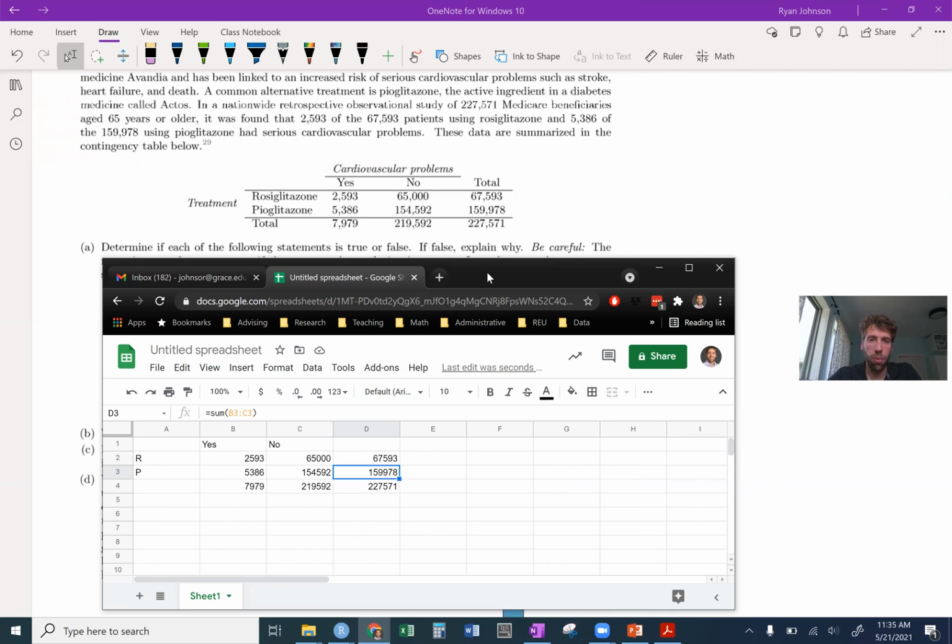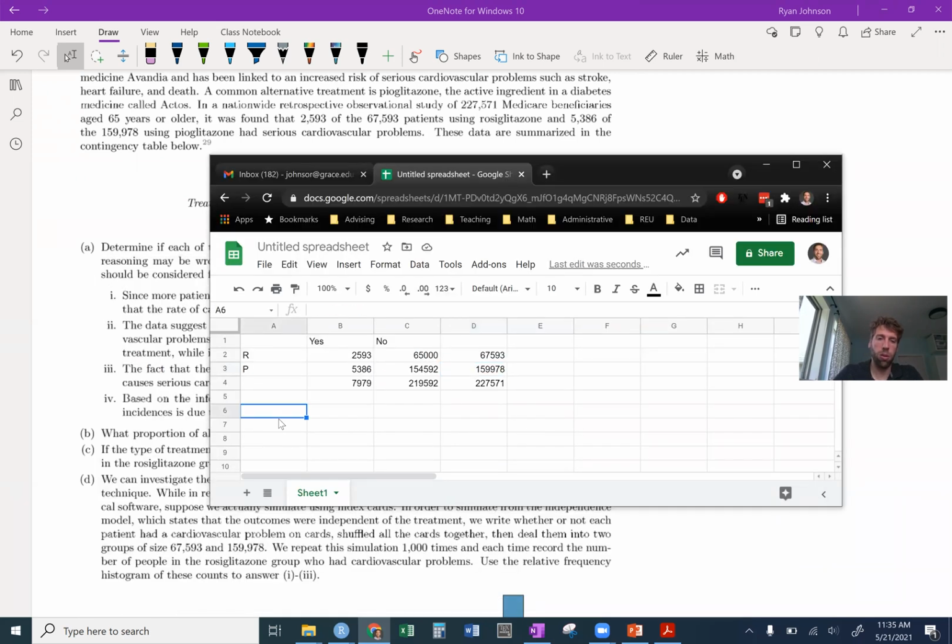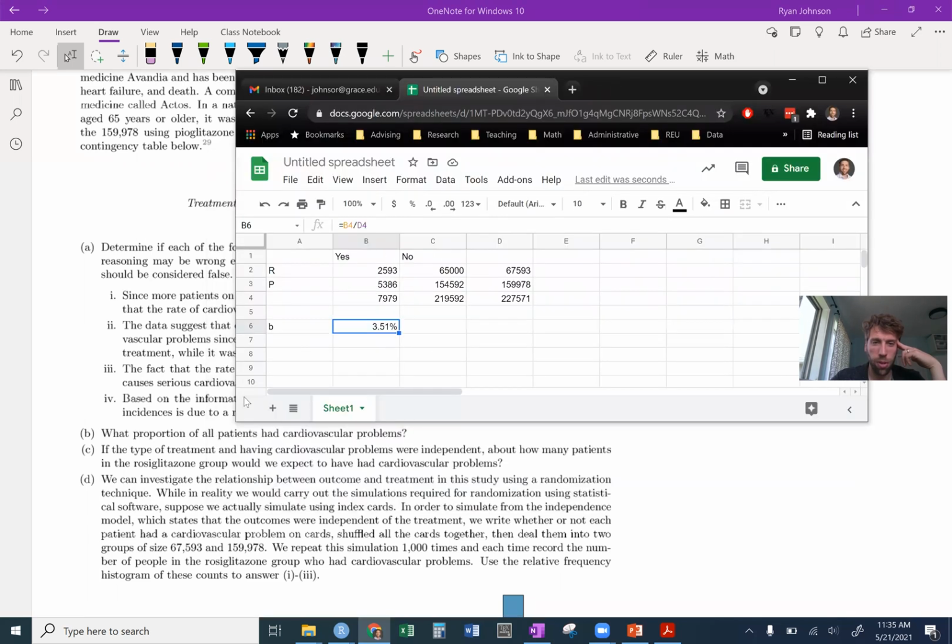Now, for part B, what proportion of all patients had cardiovascular problems? That's equal to this divided by that. Okay, so 3.5%. Could even make it a percentage here. Yeah, 3.5%. Okay, then if the type of treatment and having cardiovascular problems were independent, about how many patients in the R group would we expect to have cardiovascular problems? For answer C, the answer is the one right above. So if the two different drugs were independent, then we'd expect them both to have the same proportion.